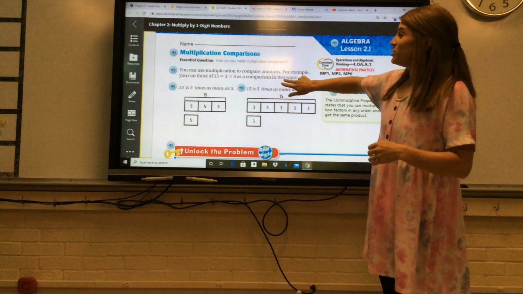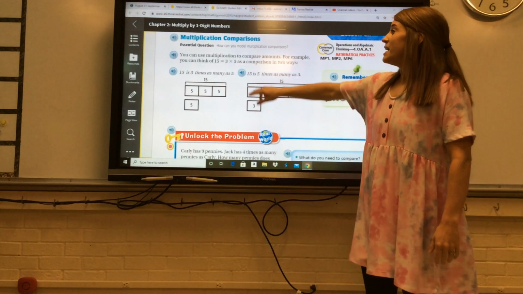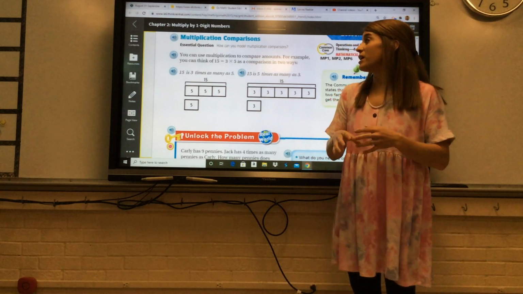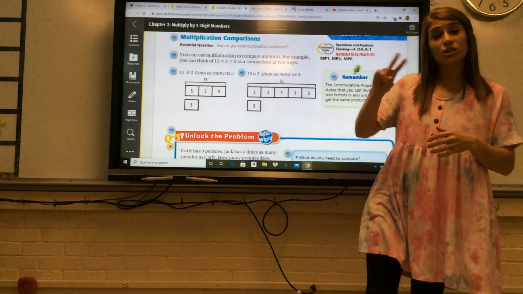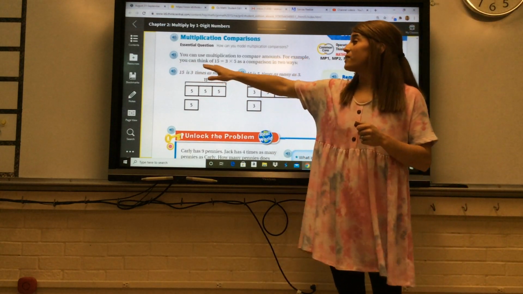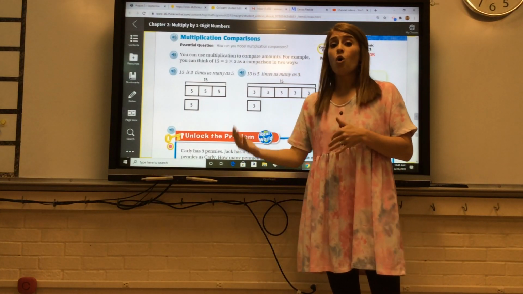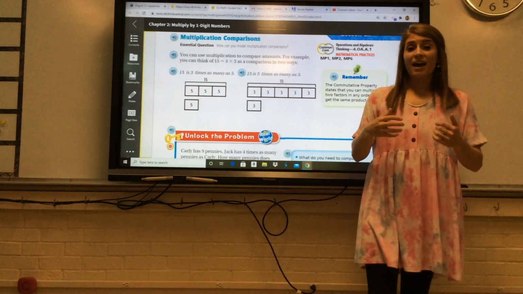All right, so lesson 2.1 is talking about multiplication comparisons. It says that you can use multiplication to compare amounts. For example, you can think of 15 equals 3 times 5 as a comparison in two different ways. You can think of it as 15 is 3 times as many as 5, or you can think of it as 15 is 5 times as many as 3.